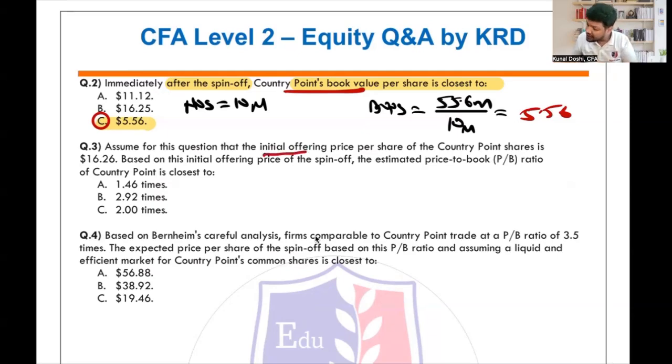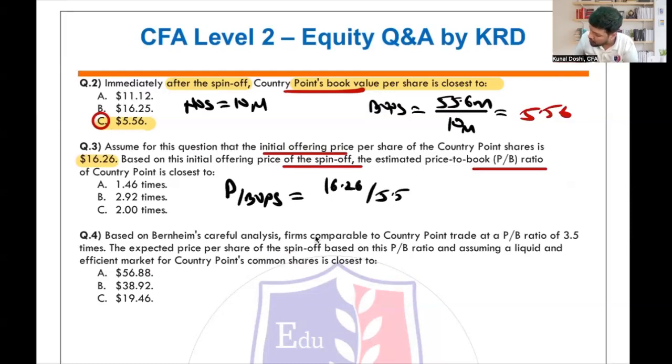Assume for this question, after the initial offering, the Country Point share price is 16.26. Based on the initial spin-off offering, the estimated price to book value ratio. Now, guys, I already have the price being provided to me and the book value from the previous case. So for price to book value per share, I have been given the price 16.26. Book value, I got it from the previous point. So 16.26 divided by 5.56, you will get 2.92. That's your price to book value ratio. Simple, based on the information before. Clear?